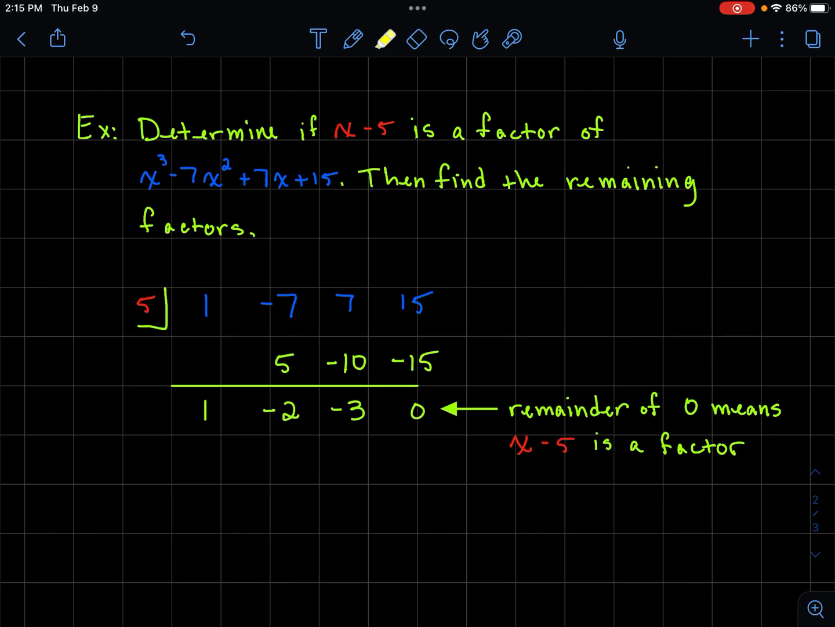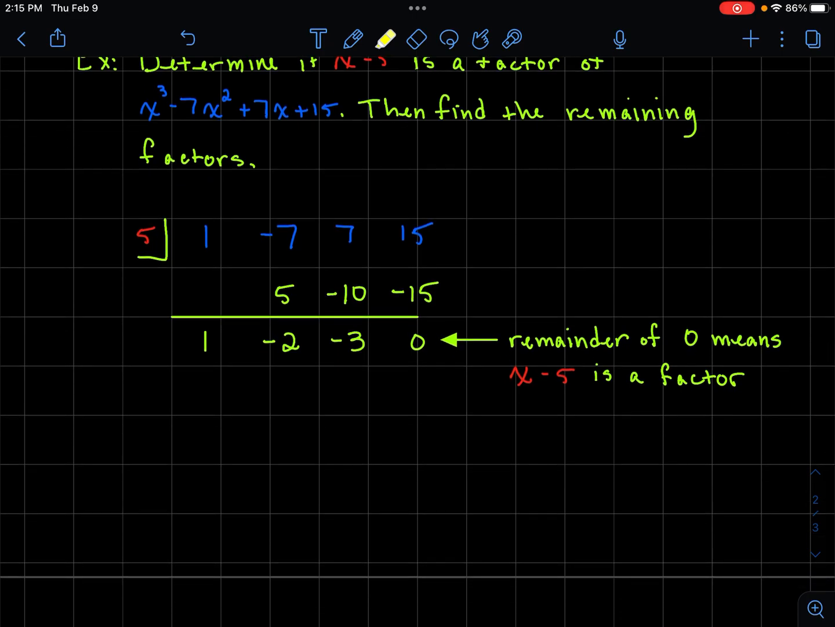That means that we know for a fact x minus 5 is going to be a factor of our original polynomial. But then we need to remember that these are all coefficients in what we call a depressed polynomial. If our highest power in our original polynomial was the third power, then our highest power of our depressed polynomial is going to be x squared. So our coefficients then are 1x squared minus 2x minus 3. We then need to figure out what are the factors that make up this polynomial, and that's where our AC method comes back into play.